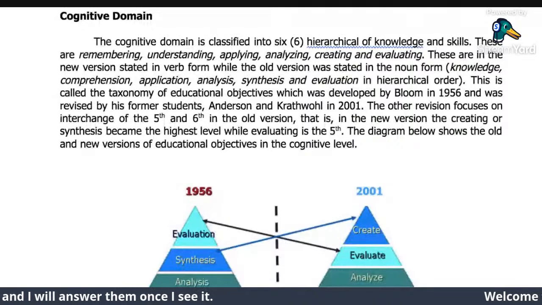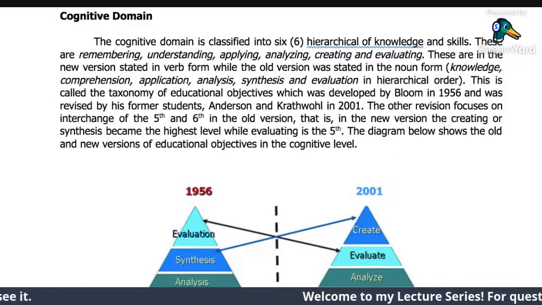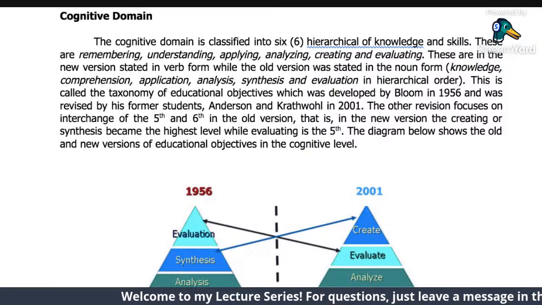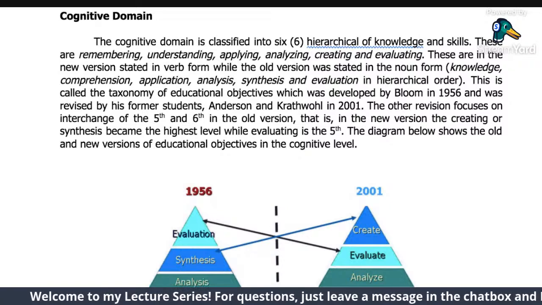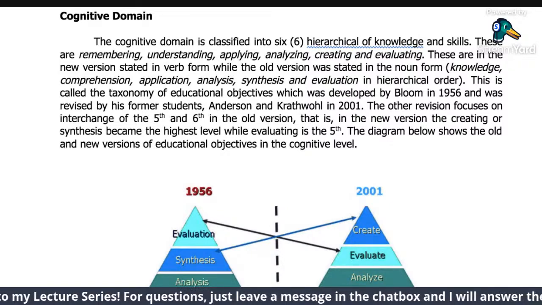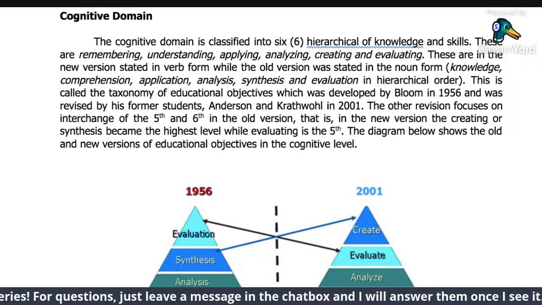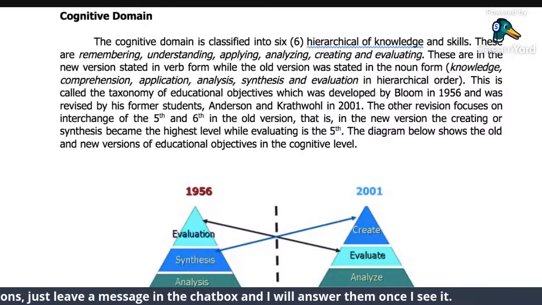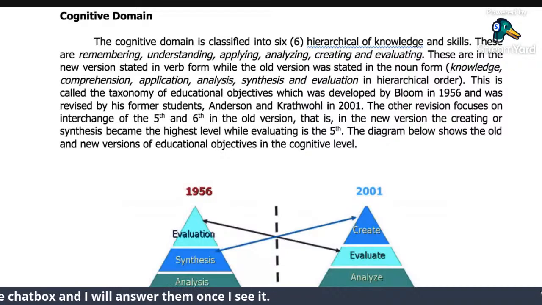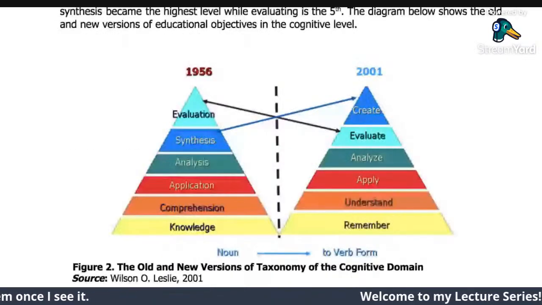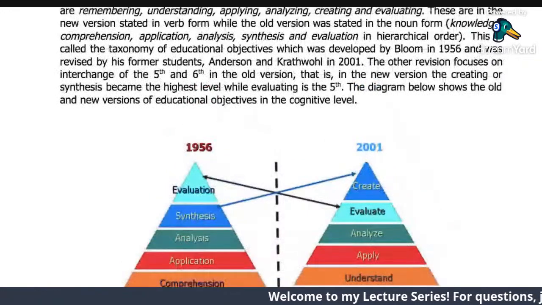So the cognitive domain has 3 hierarchical levels. Okay, pag sinabi nating hierarchical or hierarchical of knowledge and skills, ibig sabihin merong mababa hanggang mataas siya because we are talking about levels. So here, there are 2 versions of the Bloom's taxonomy.